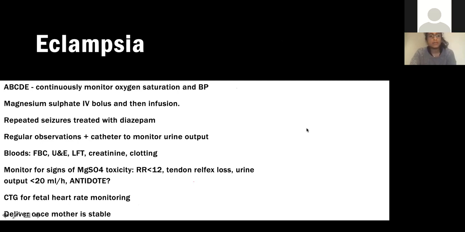And you want to deliver the baby once the mom is stable. So you want to treat the seizures, give them magnesium sulfate, regular observations, check for fetal distress. And once the mom is stable, then you'd basically deliver the baby.